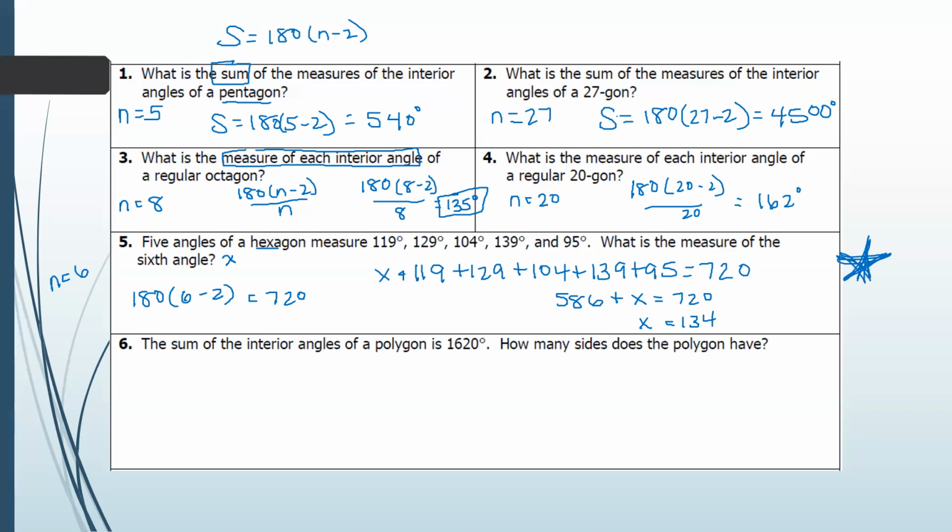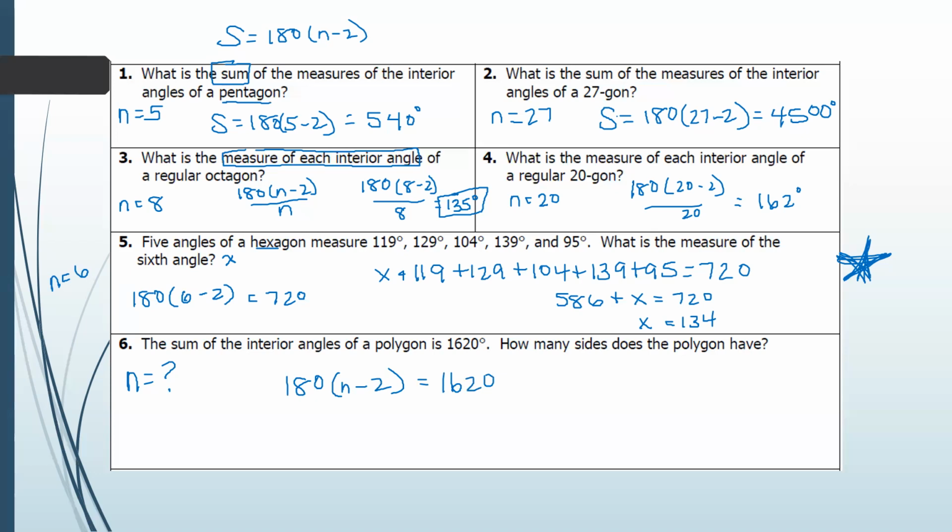In number 6, it says the sum of interior angles of a polygon is 1,620. How many sides does it have? So n equals, that's what we're looking for. Well, we know that the sum of interior angles is n minus 2 times 180. The sum is 1,620. Now we can solve for n.